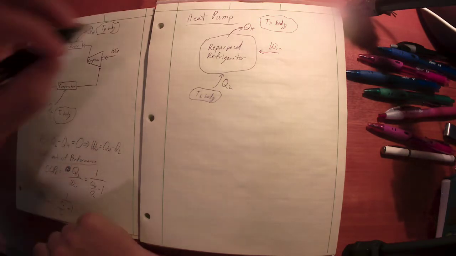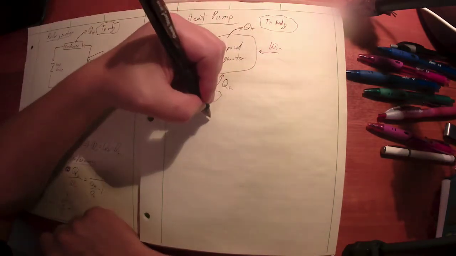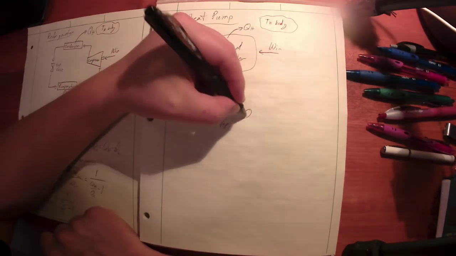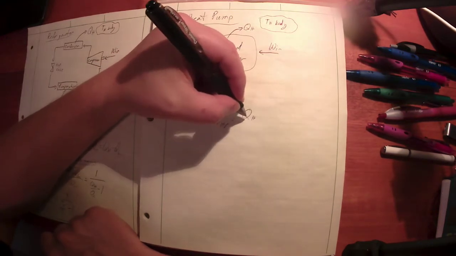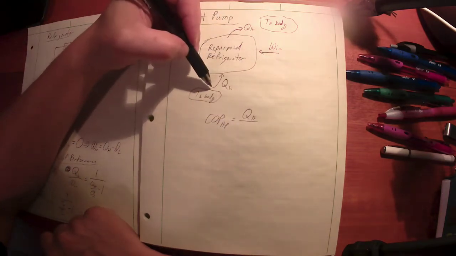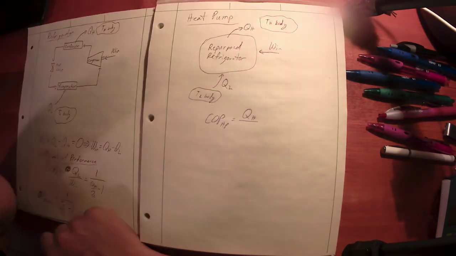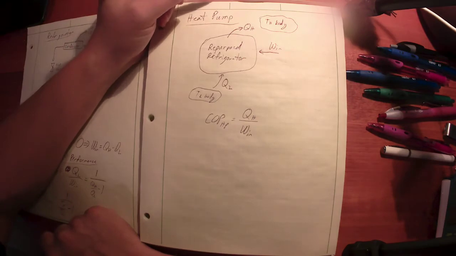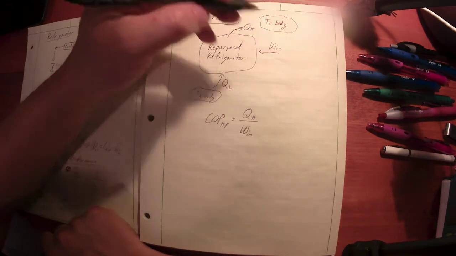The difference is what you want, your COP for a heat pump, because your goal for a heat pump is to actually heat the higher temperature body by cooling the lower temperature body. Right, that's going to be our goal there. To do that, you're going to have to put work in. Right, so that's the denominator in our coefficient of performance.